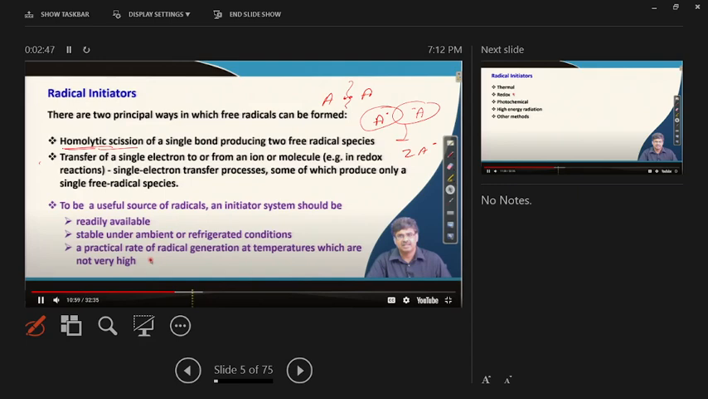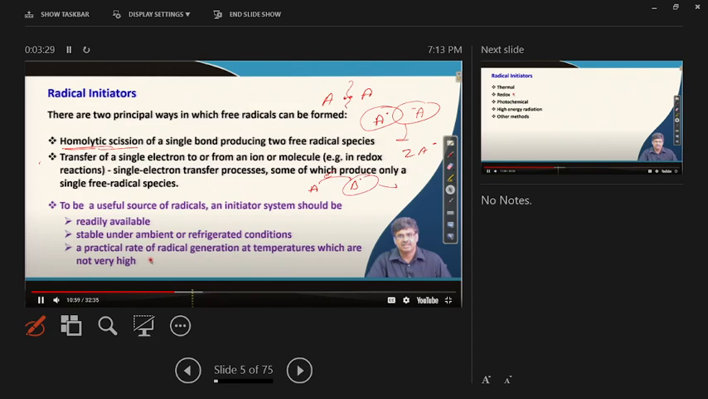Another way is transfer of a single electron to or from an ion or molecule. For example, a redox reaction is a single electron transfer process which produces only a free radical species. So in some cases free radicals can be formed by electron transfer. Suppose one electron is transferring from A to B: A is giving an electron to B, and now B becomes a radical. This type of process also happens.